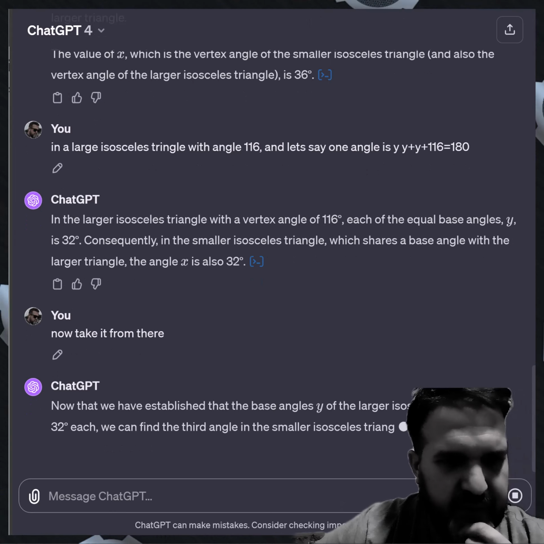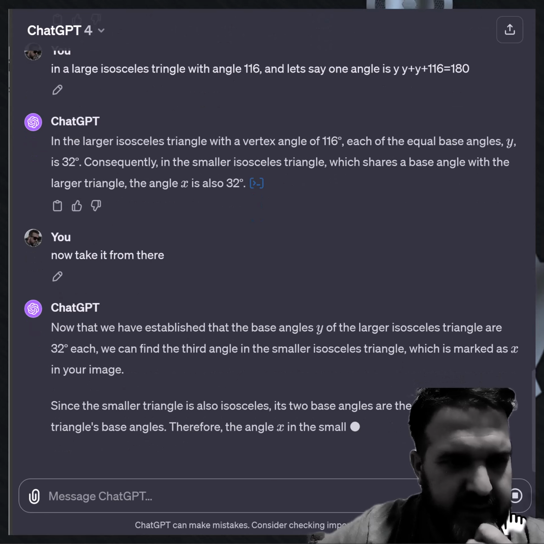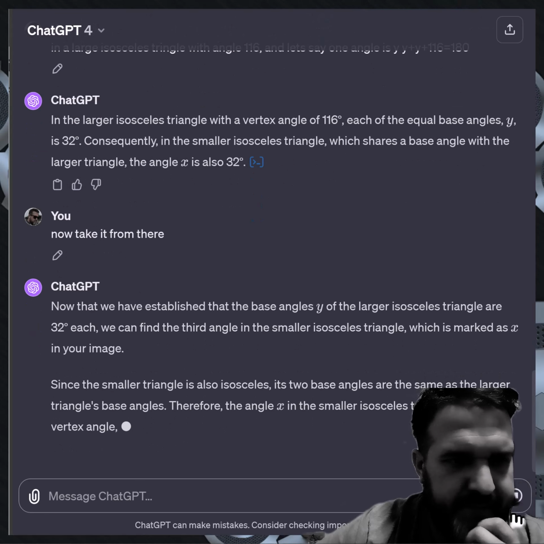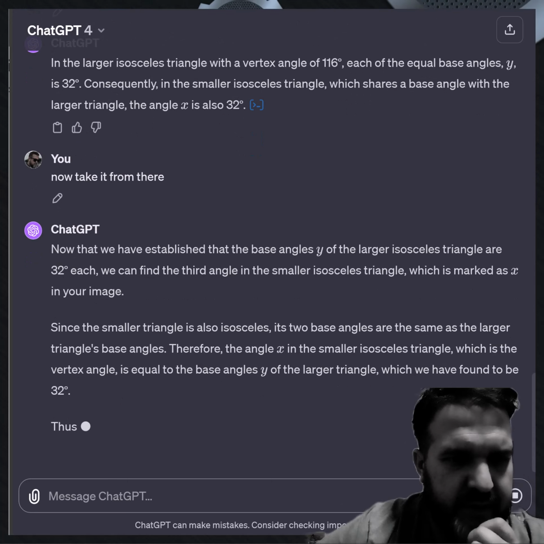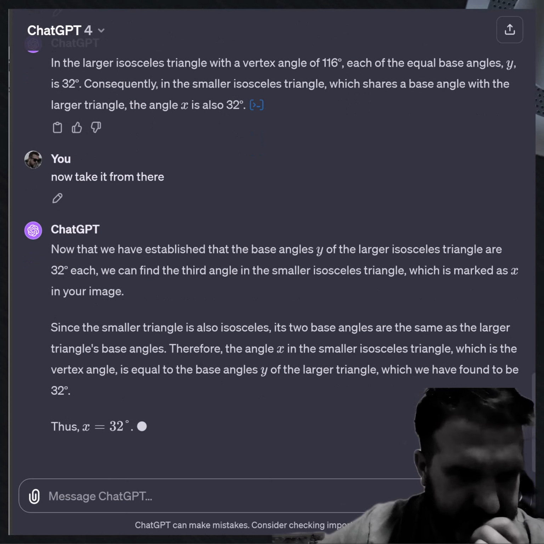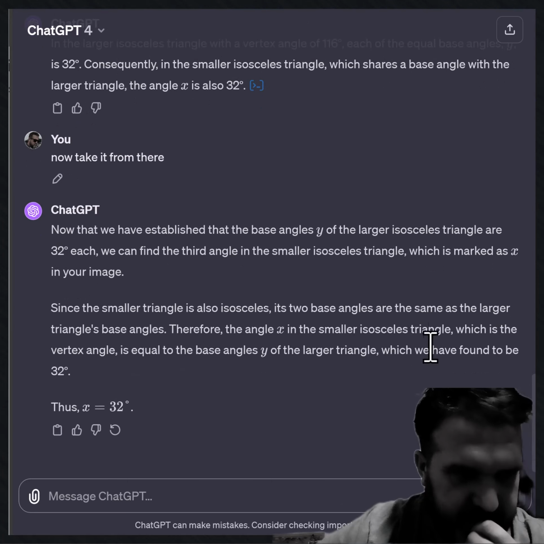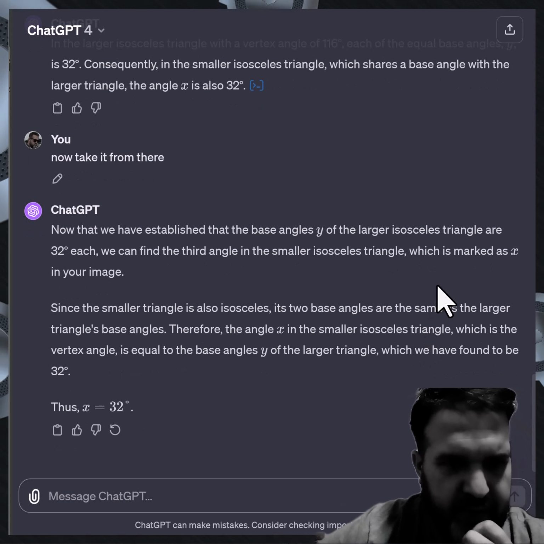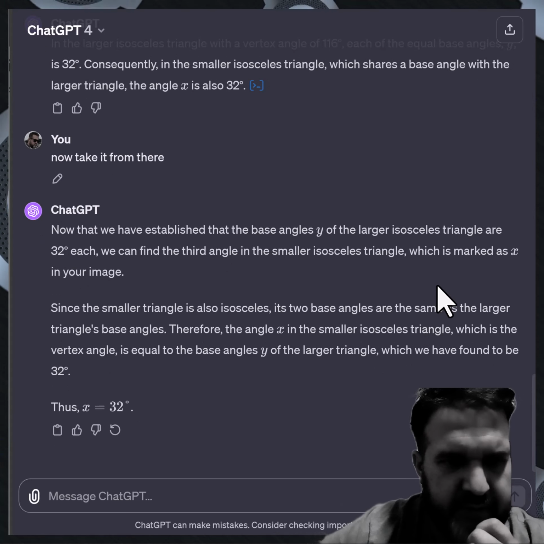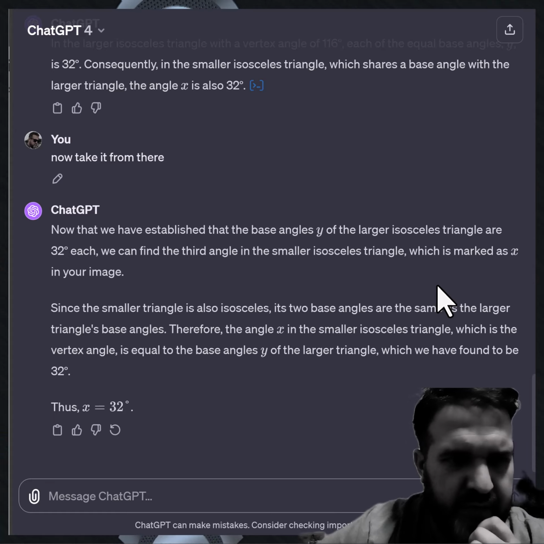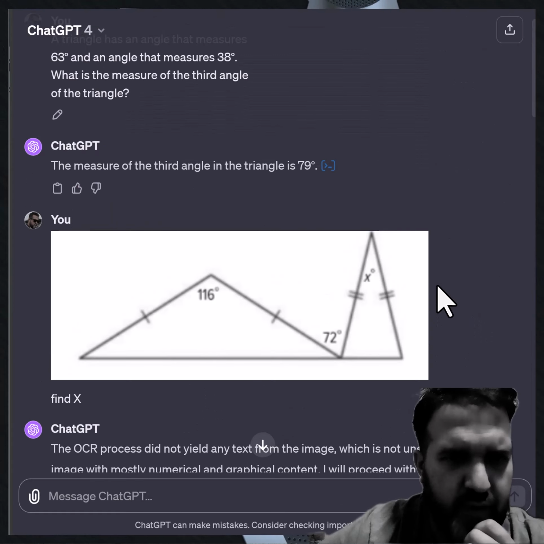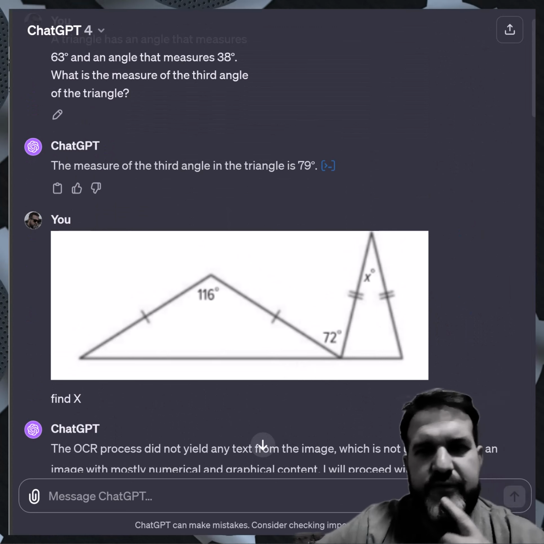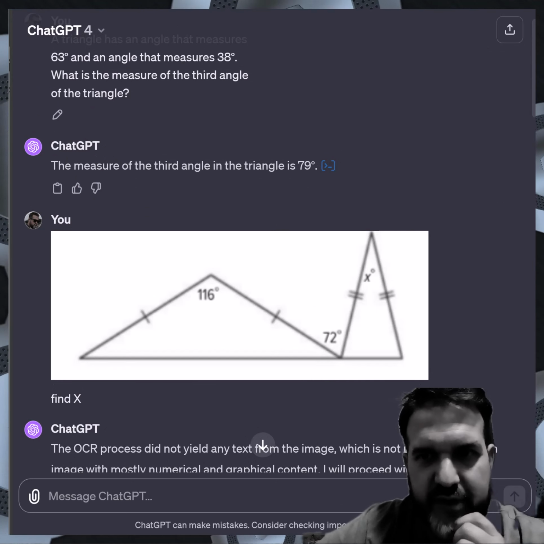Now that we established the base, since the small triangle is also isosceles to base. For angle x is in the small isosceles triangle, which is vertex angle. No, wrong. Okay, so that's a failure. Let's give it another try, another problem.